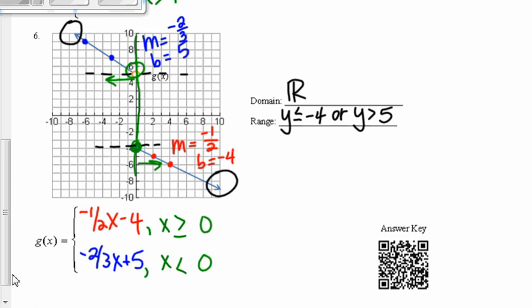And that's your homework for targets 13 and 14. You're finished with Unit 2 homework.